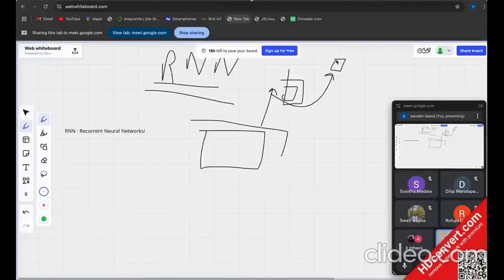Now understand, when I want to do something called next word prediction, like we used to do filling the blanks, what do I need for this particular task? The previous understanding.